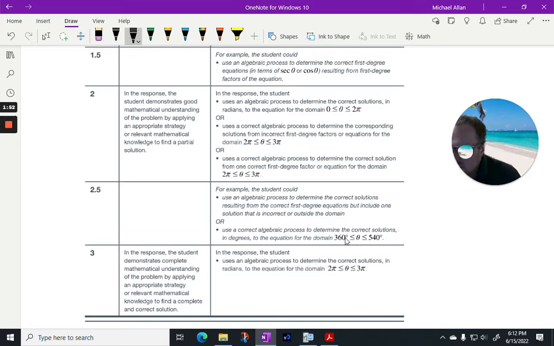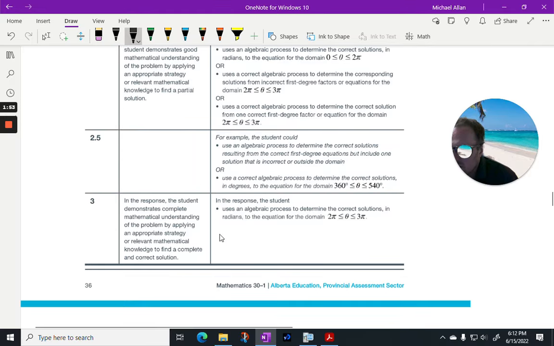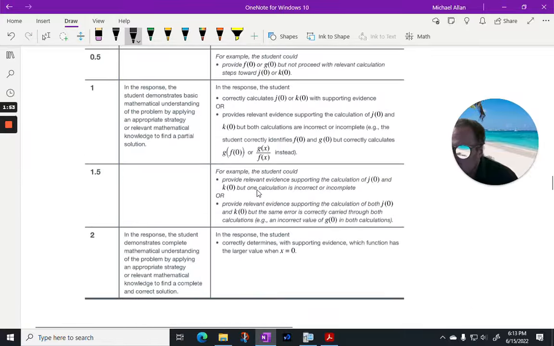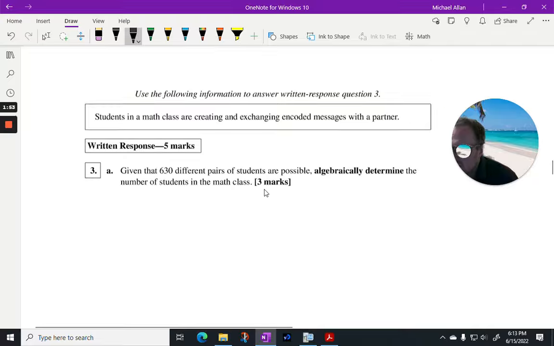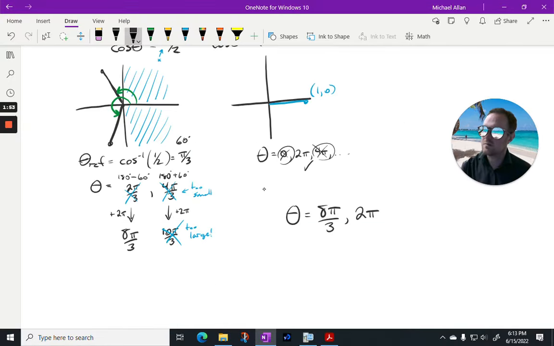So if you found the answer in degrees, they would have given you 2.5, right? If you found your answers in radians, but they were incorrect, they would have given you 2. But if you answered your question in radians, it doesn't specify anywhere in here that you have to use degrees to do the whole question. Or outside the domain, 2.5. Yeah, okay. Not bad. Let's go back here. So just make sure you answer in the proper units. I'll just put a box around this answer here. I'm happy.